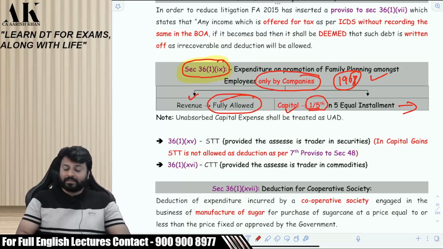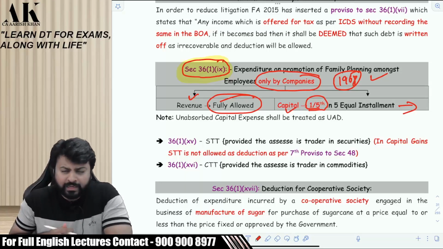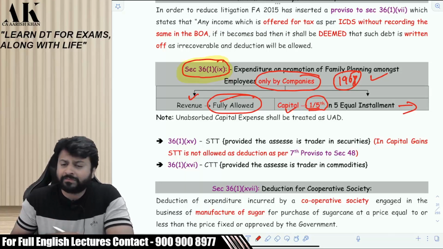Now capital expenditure 1/5, it will be allowed in 5 equal installments. Again, this is not the last section where capital expenditure will be allowed in 5 installments. There are many other sections where your expenditure is apportioned over the years. This is not the last, this is the first one I can say. Now listen carefully. If you find this on the debit side of the P&L of a partnership firm, fully disallowed, right?